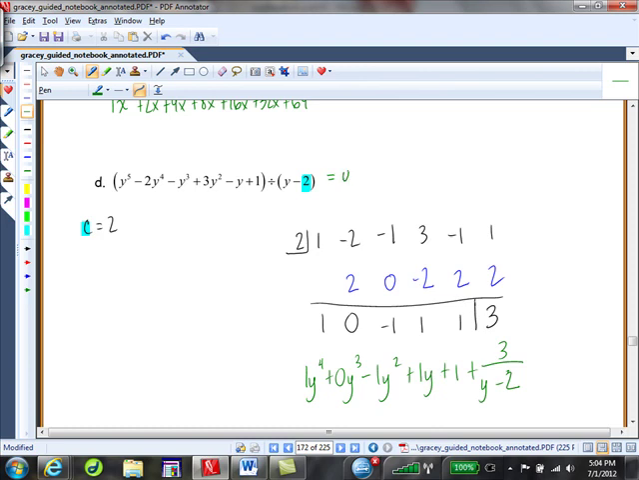So writing it up here, we have y to the 4th. The 0y cubed zeroes out. So minus y squared plus y plus 1 plus 3 over y minus 2.